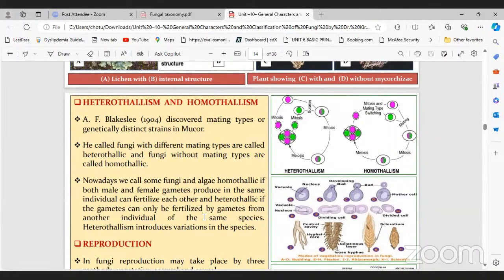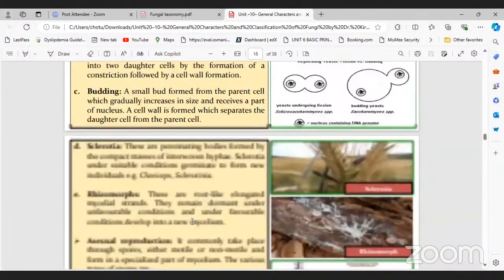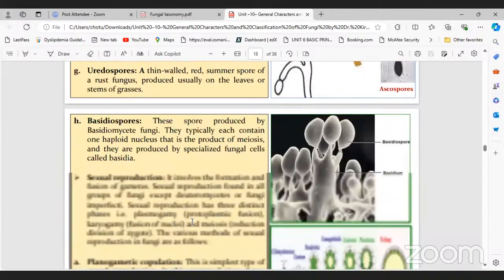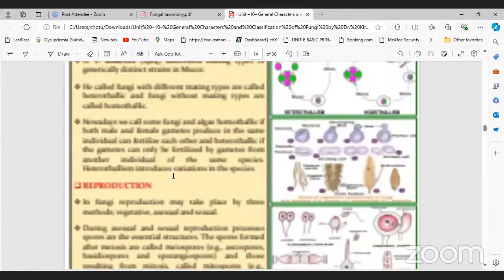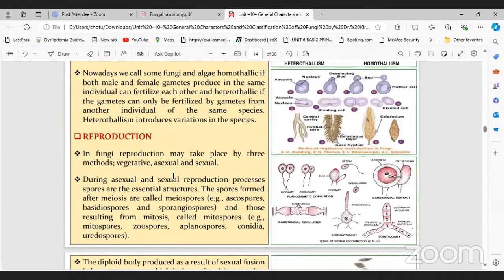Okay. Coming to the next, reproduction in fungi. What types of reproduction are there? How many reproductive structures are there? And what is the main source of reproduction in fungi? We will discuss now. Okay, coming to the reproduction. In fungi, reproduction may take place by three methods. You know what the three methods are? One is vegetative reproduction, second is asexual reproduction, and third is sexual reproduction. All these types of reproduction you can observe in fungi.